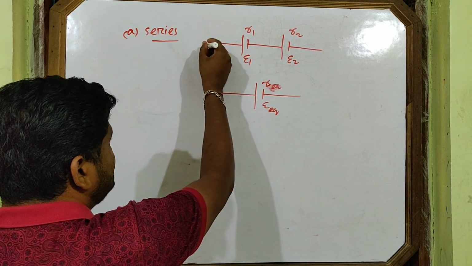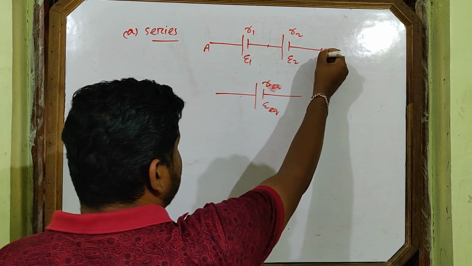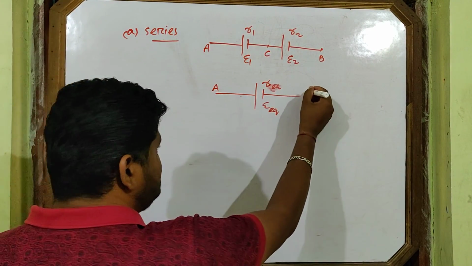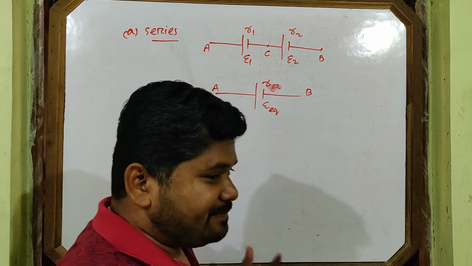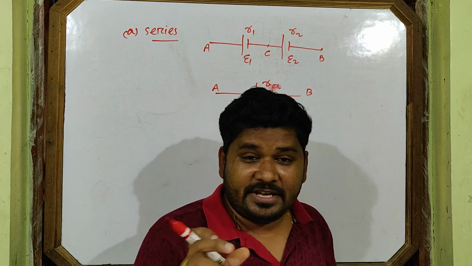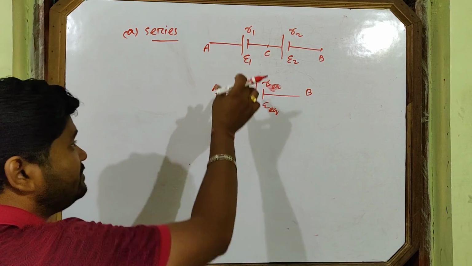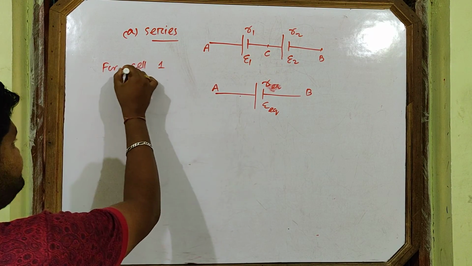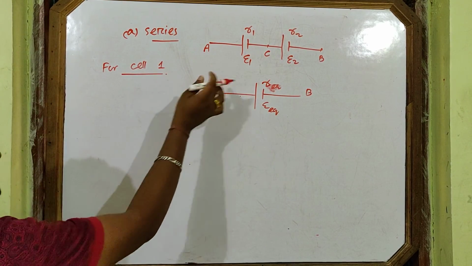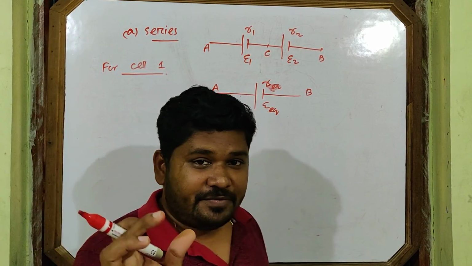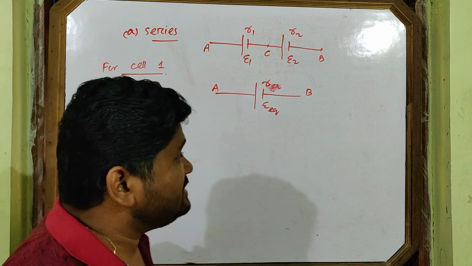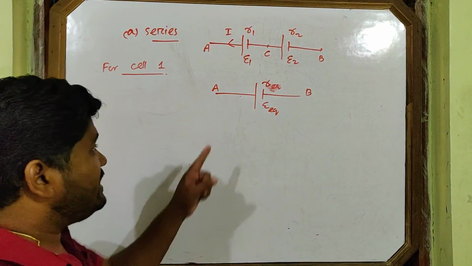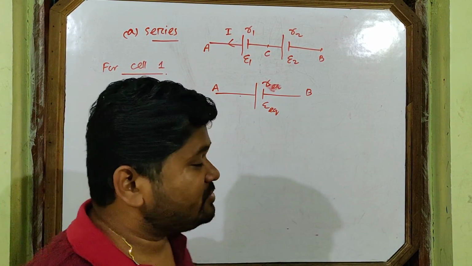So this point is A, this point you take as B, this point you take as C. This is point A and this is point B. Very simple. It also comes as a 3 marks derivation in the exam. For cell 1, what happens here? For the relation of EMF and potential difference in the discharging condition, discharging means current passes like this. The same current passes through that line.